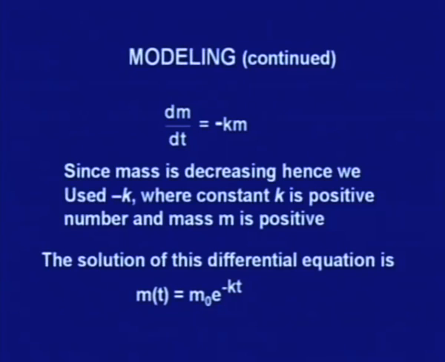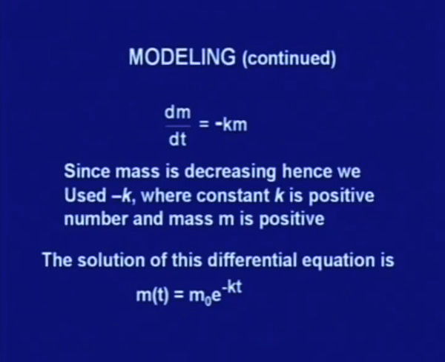Here m naught is the constant in the general solution instead of c. Why have I used m naught? Because there must be some known initial value for this experiment, that is, from where we start observing this isotope decay. So m naught is the initial mass present in the isotope.